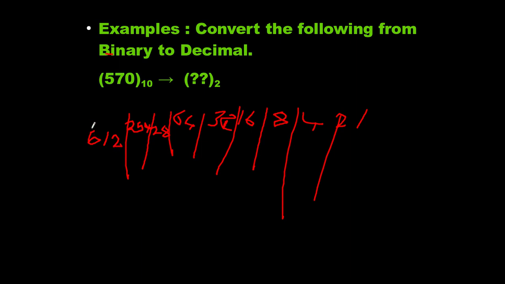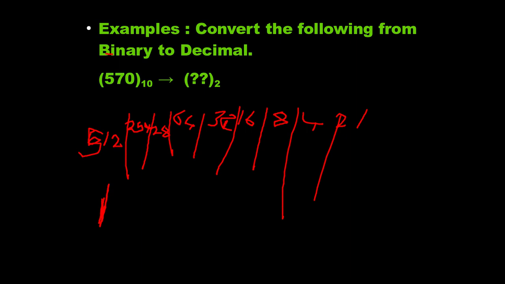So can I take the 512? Yes, 512 is included in the 570. So now I have 1 for the 512. Now I have to do 570 minus 512, which equals what? It should equal 58. So I'm left with 58.